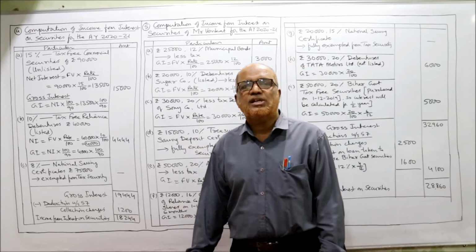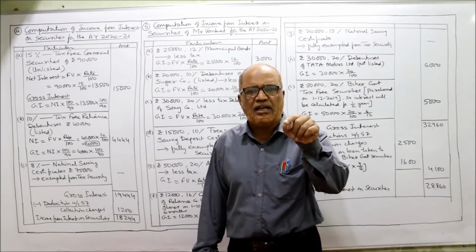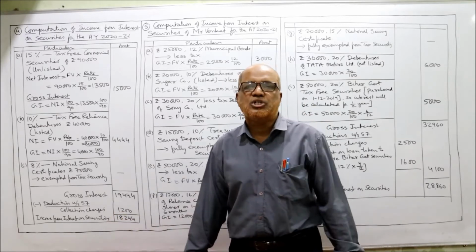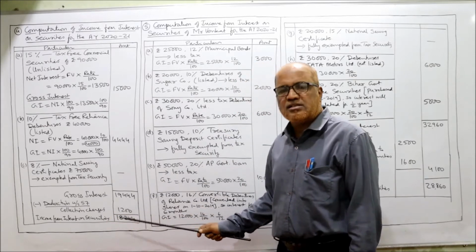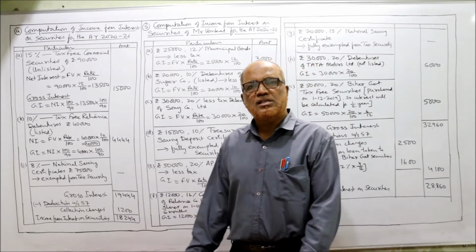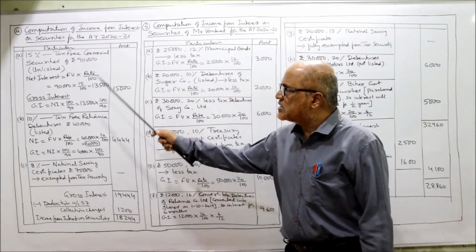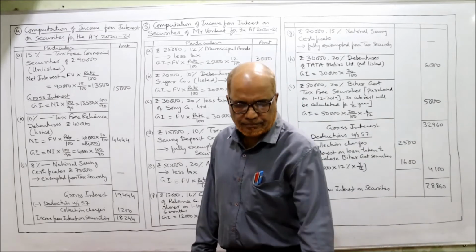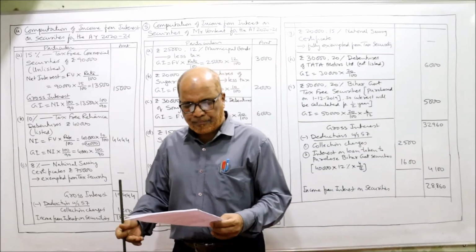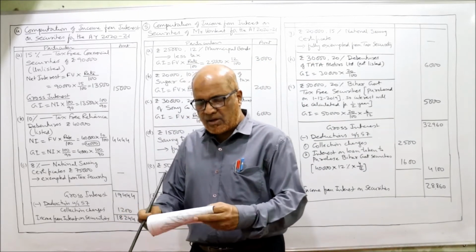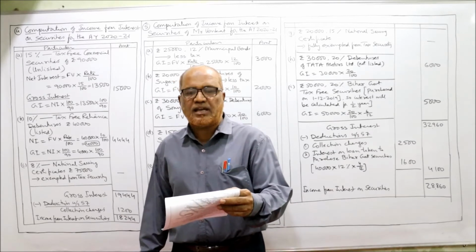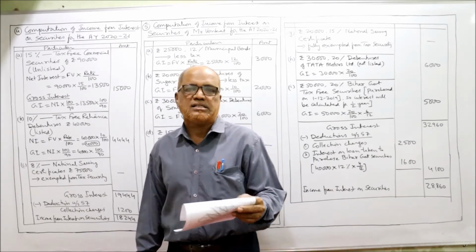From that, deductions under section 57. Only one deduction in this problem, that is collection charges. Deduct collection charges, income from interest on securities. That's all. So this is the end of problem number 4. Now, 5th problem. Mr. Venkat's investments for the previous year 2019-20 are as under.